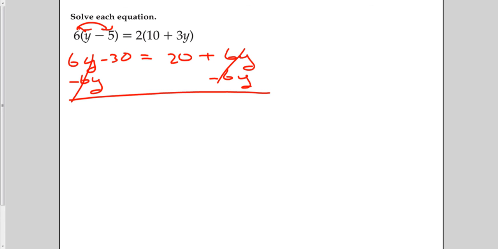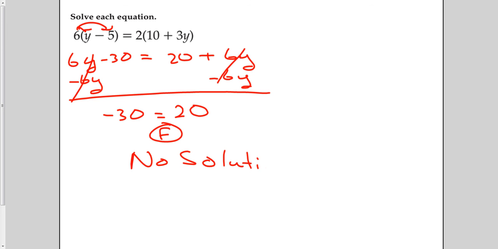And when I do that, the additive inverse is canceled to give me 0. So I have minus 30, remembering the sign goes with the number behind it, is equal to positive 20. I know that this is always false, and I must write no solution. Again, no solution means the following: that there is not a real number that I can plug in for the variable y that would give me a true statement. Okay? It always will be false, and therefore I have to write no solution.